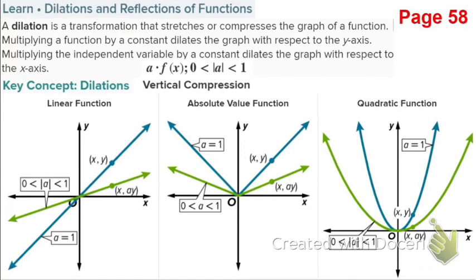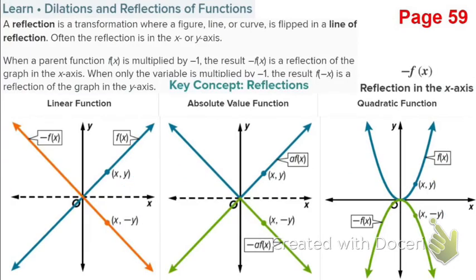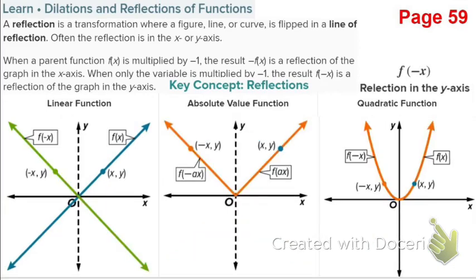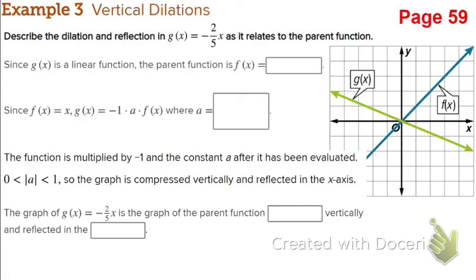Last thing we need to touch on before we look at our very last example is reflections. If I take my whole function and I multiply it by -1, it's going to flip it over the x-axis. It's going to take whatever y values were positive and make them negative. If I put a -x in, that will reflect it across the y-axis this way. Let's look at our very last example.